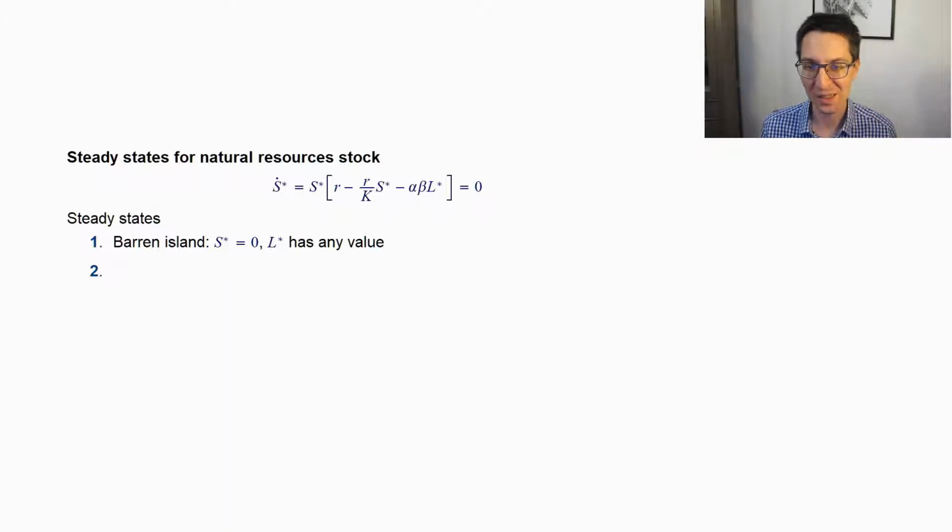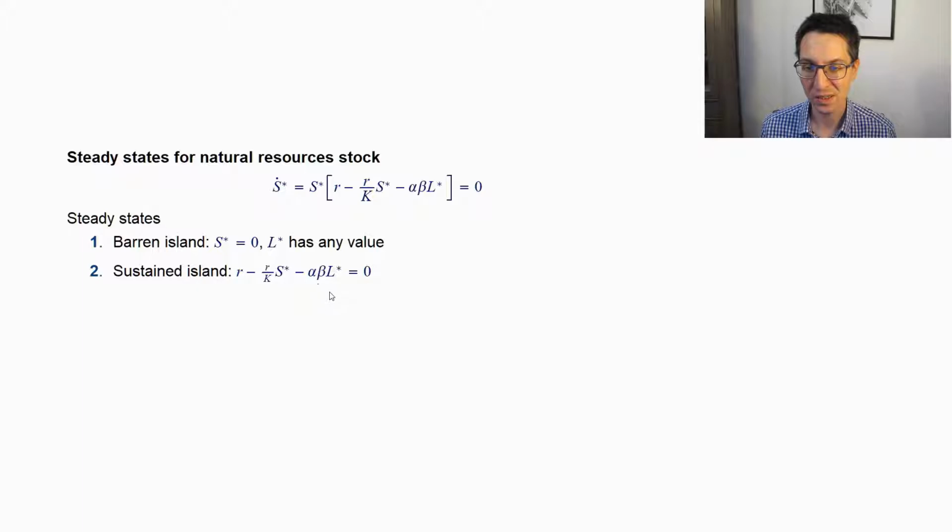The second one, of course, is the more interesting one. Let's call it the sustained island, which is when we have some stock, but inside the parenthesis is 0. That means that we have R minus R over K, which multiplies S star, minus alpha beta L star, the number of islanders, equals to 0. So let's express S star as a function of L star. This will be useful later.